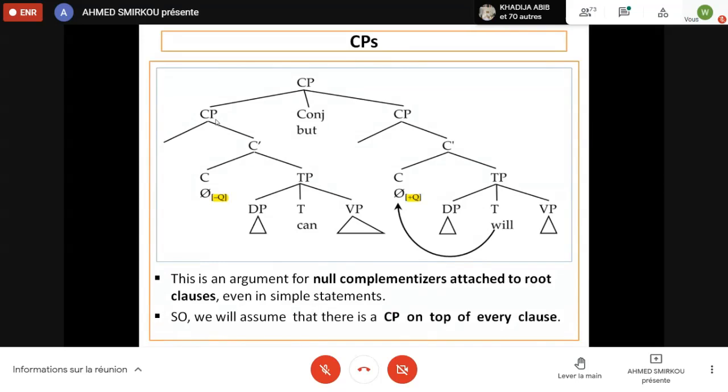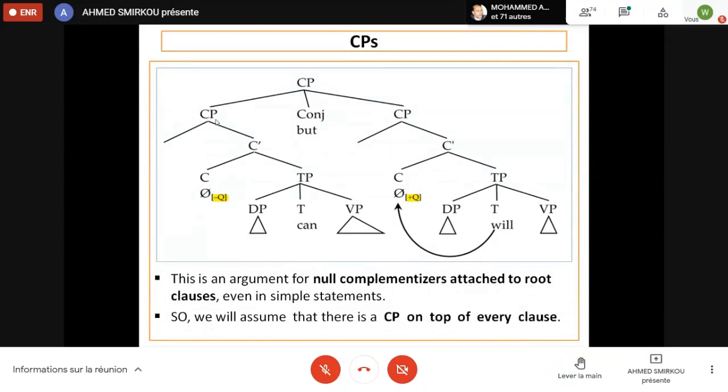And the last point is coordination. If you can coordinate a question that has a complementizer with a non-question, then that non-question also has a complementizer. Indeed, we can do that. We can say, for example, you can lead a horse to water, but will it drink? So in this example, we can conjoin a question that has a complementizer with a non-question. So this means that that non-question or statement also has a complementizer. So the conclusion is that in English, there are complementizer phrases with all clauses.